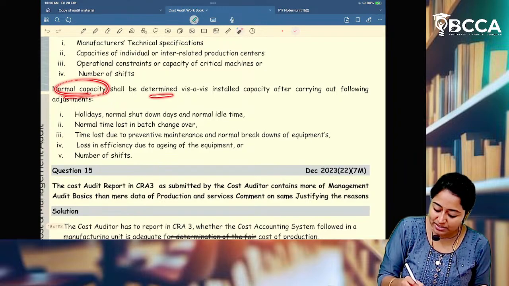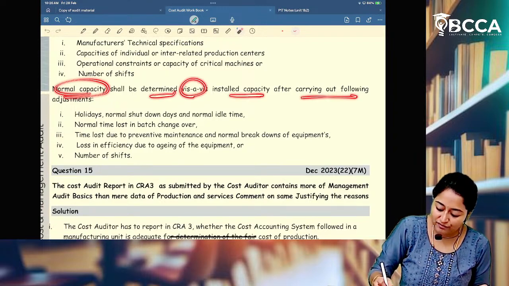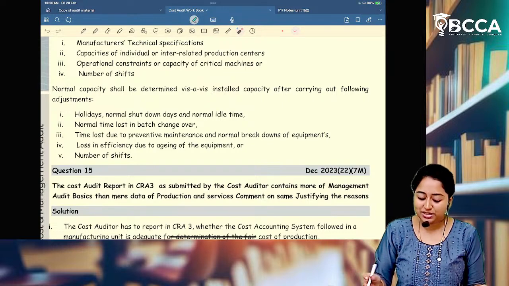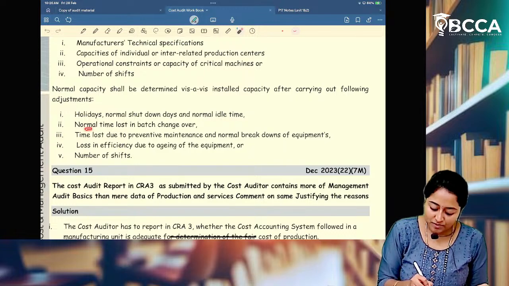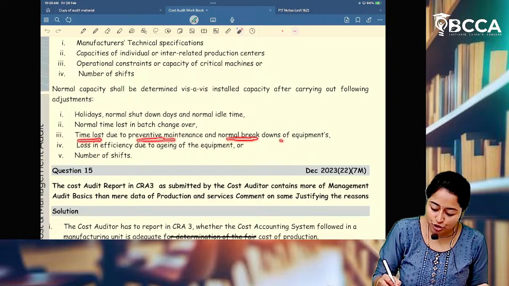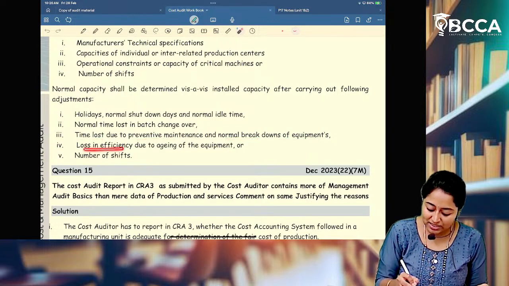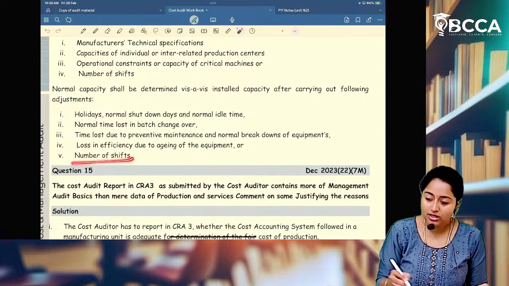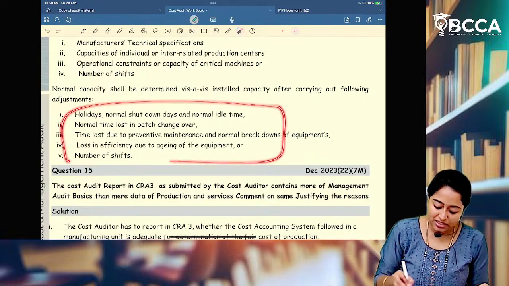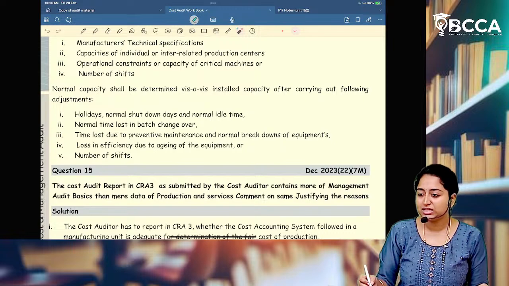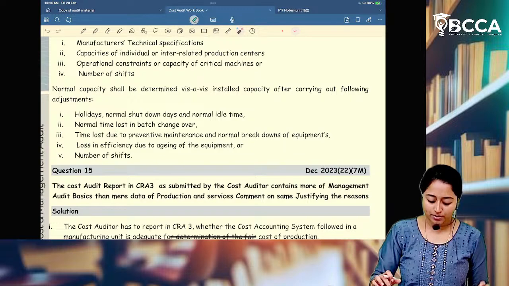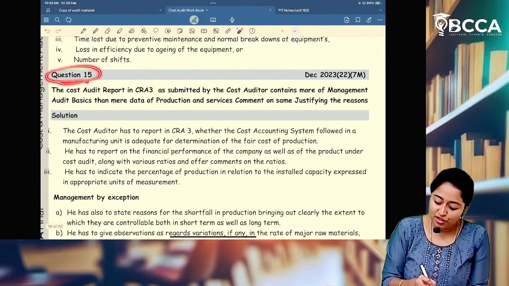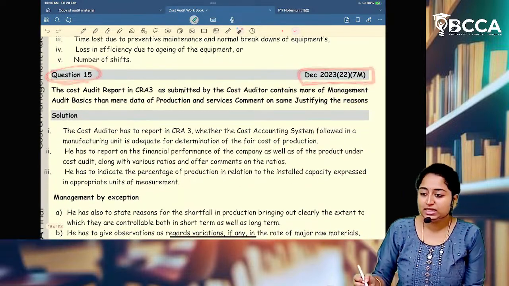Normal capacity shall be determined from installed capacity after carrying out the following adjustments. Now, what are those? Holidays, normal shutdown days and normal idle time, normal time lost in batch changeover, time lost due to preventive maintenance and normal breakdowns of equipment, loss in efficiency due to aging of equipment or number of shifts. These are nothing but interruptions which we consider. Clear? Did we discuss this? Right? Okay.